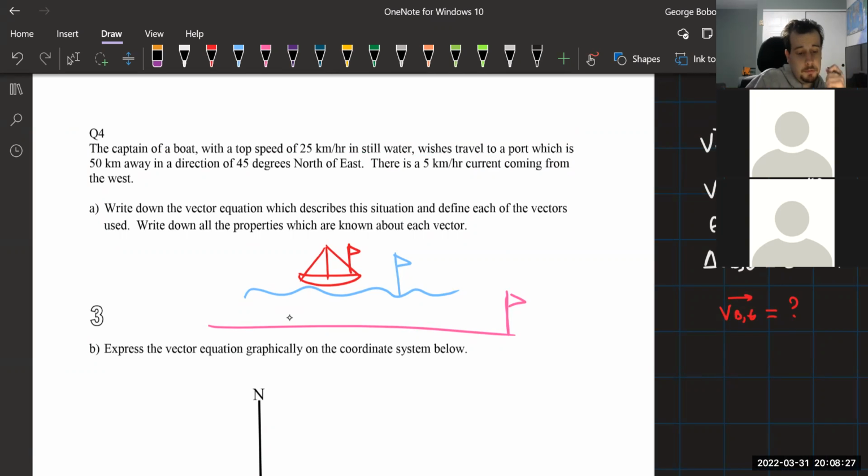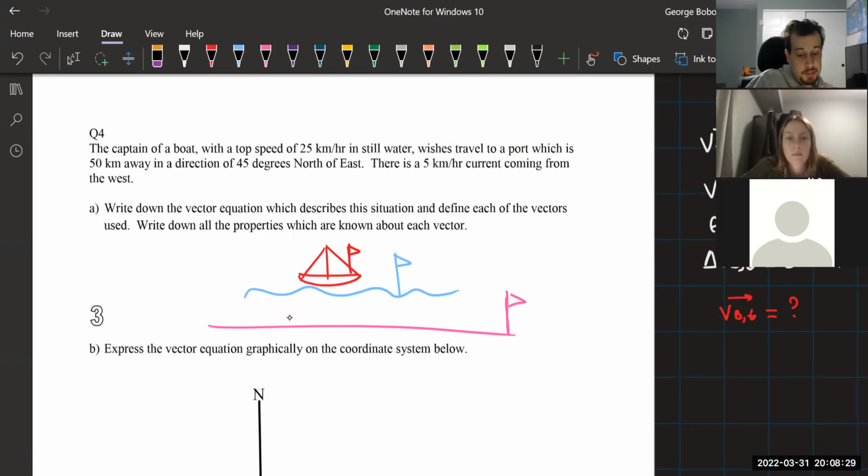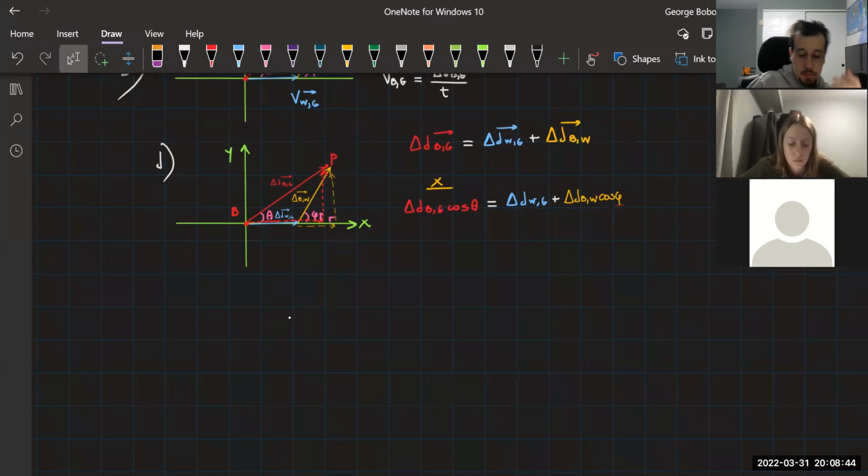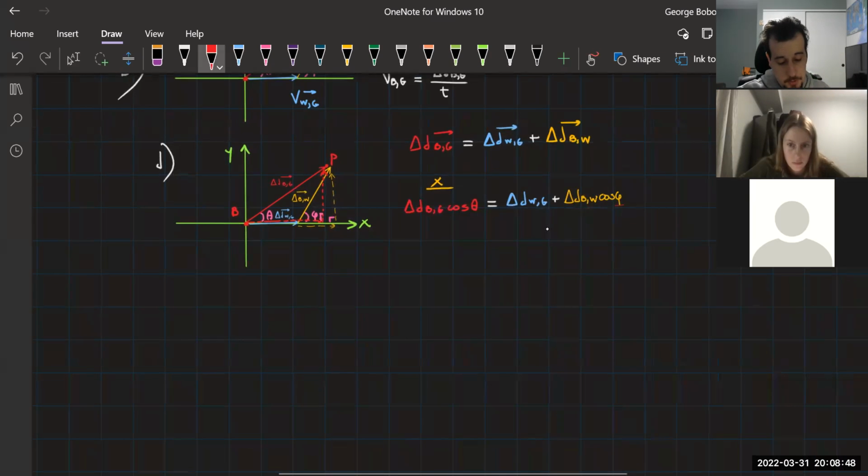So you're going at 25 kilometers an hour in still water, and you wish to go 50 kilometers away in a direction of 45 degrees. So yeah, no talk about time. Okay. So I'm still thinking myself how to go about finishing this off. So these are unknowns.